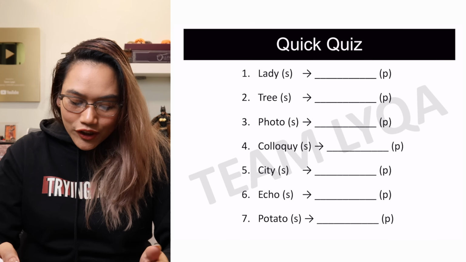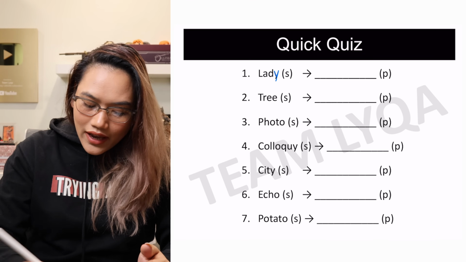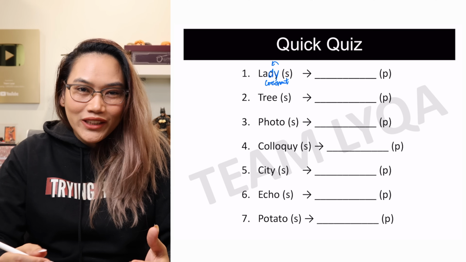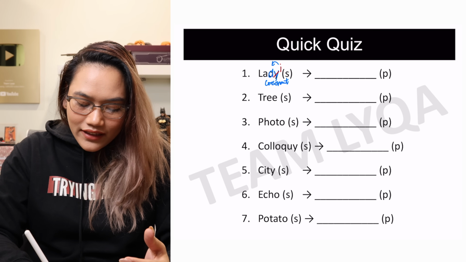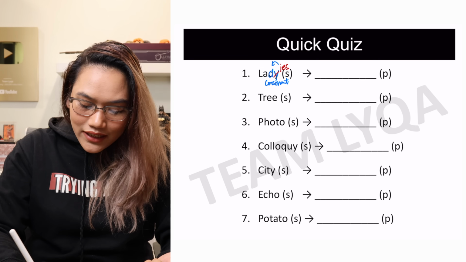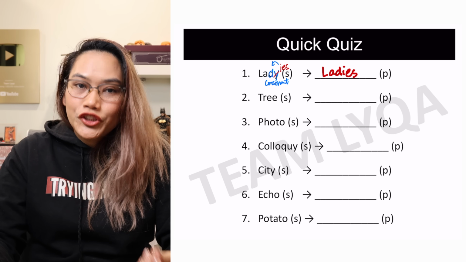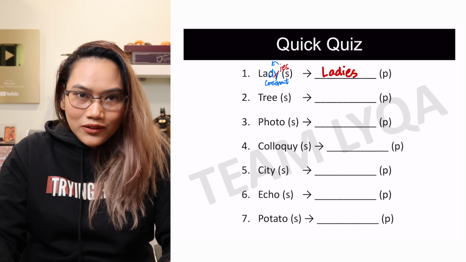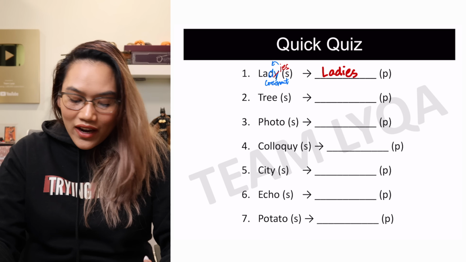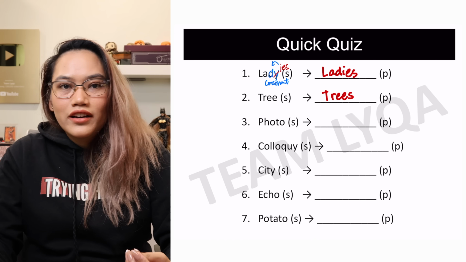Alright, let's see how you did. Let's start with the word lady. Now, itong lady na ito ends with a Y, and it follows letter D, which is a consonant. So, ano rule natin dito? We change Y to I and add ES. The correct answer, ang plural form ng lady is ladies. Next, we have the word tree. The tree ends with a vowel. Pasok siya sa general rule natin. Hindi naman siya nag-end with O or Y. So, we could just write trees with an S.